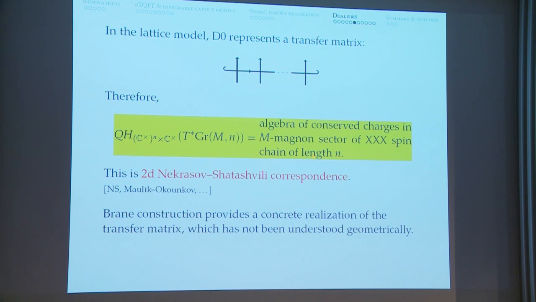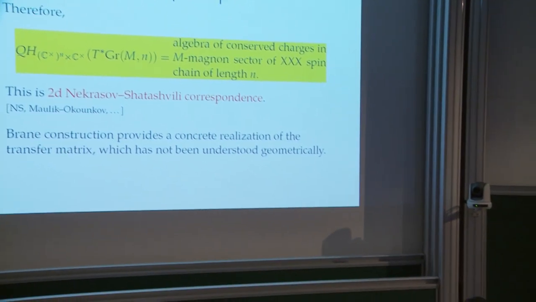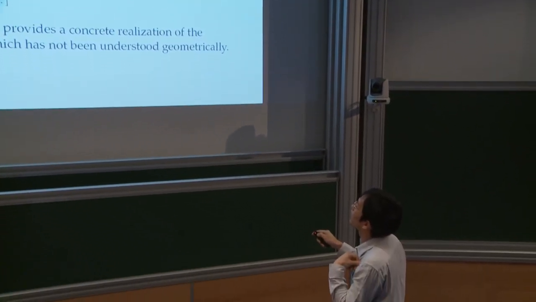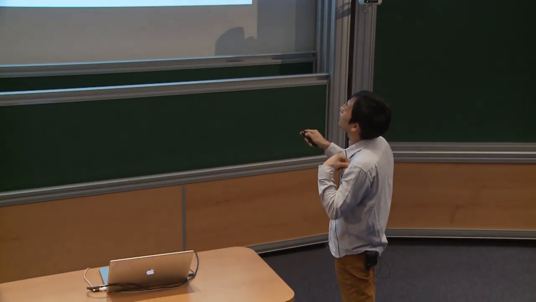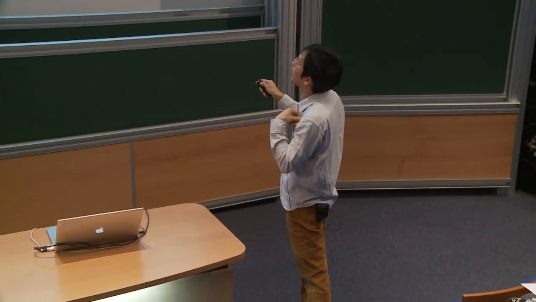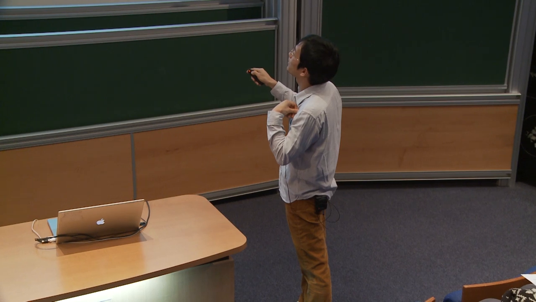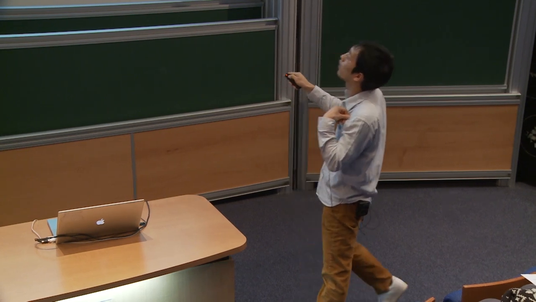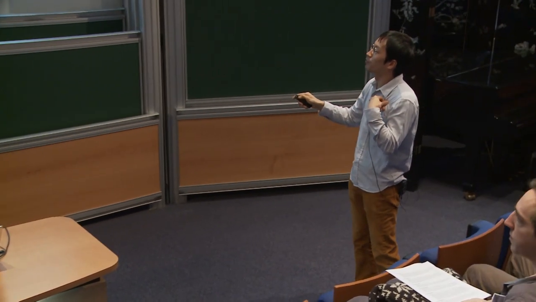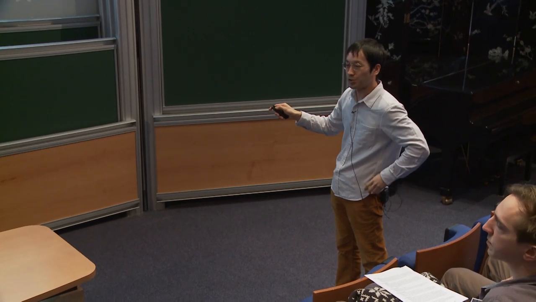What does this notation mean? This equivariant C* to the N cross C*. So this comes from GL(N) flavor symmetry acting on the fields, and this comes from an additional U(1), which comes from the omega deformation parameter.